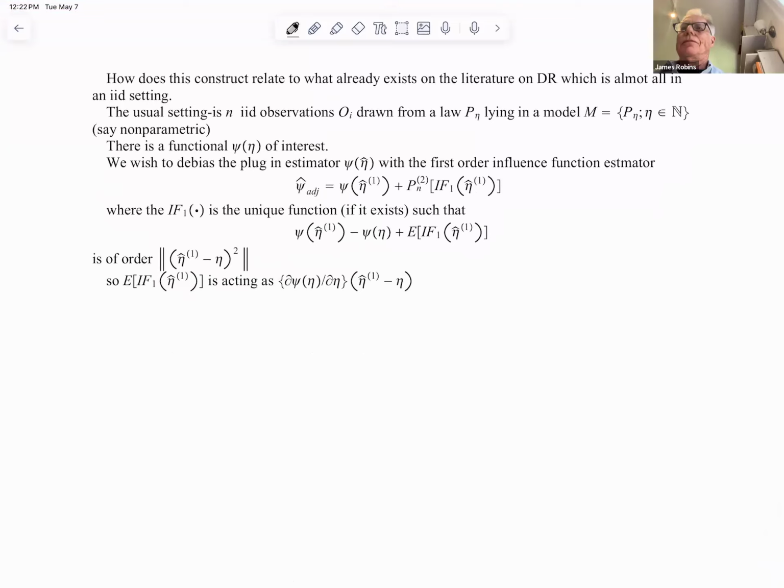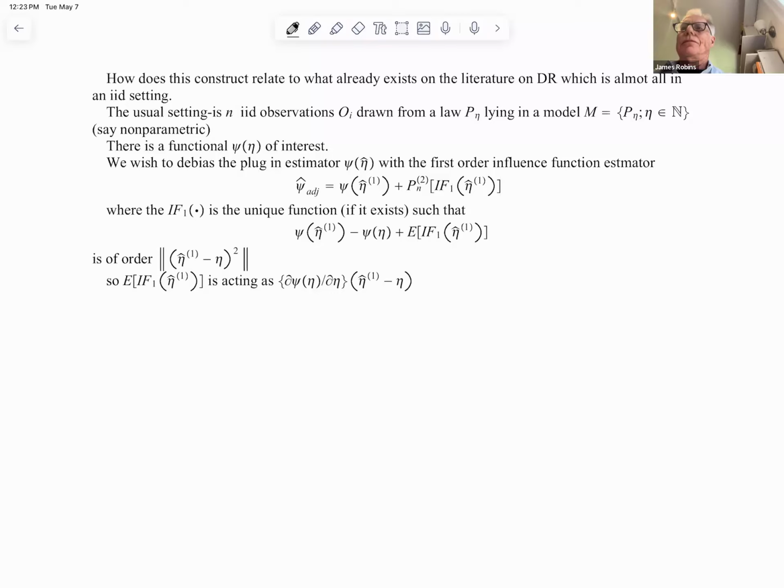Okay. So the influence function is the unique function, if it exists, such that you take the plugin, that's the first term. I want to see the bias, but the way I'm going to write it is the plugin minus the truth, and then I add the sample average of this thing called the influence function, which is estimating its expectation. So the final bias is going to look like that expression. And if that bias is of the order of the square of eta hat minus eta, rather than being linear in how badly you estimated the whole law eta, then that was the influence function.